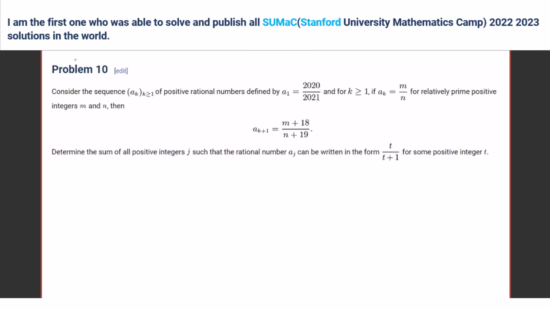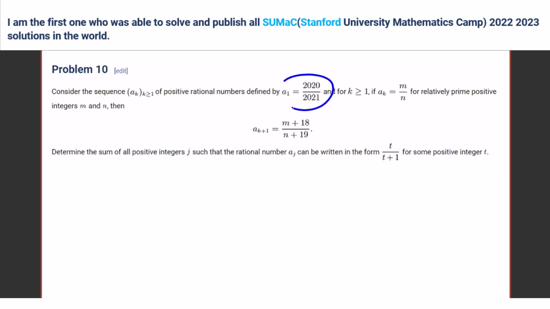Consider the sequence of positive rational numbers. A1 is this, and for k, a_k is m over n for positive m, n. A_(k+1) is (m+18) over (n+19). Determine the sum of all positive integers j such that the rational number a_j can be written in the form t over t plus 1.